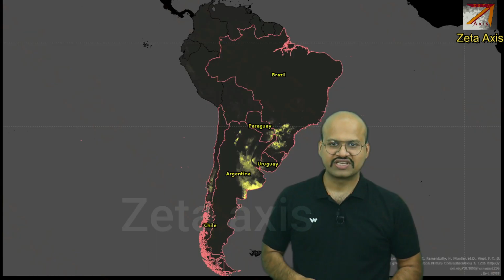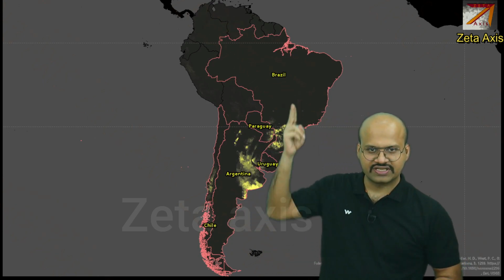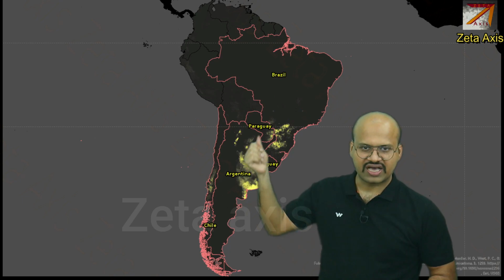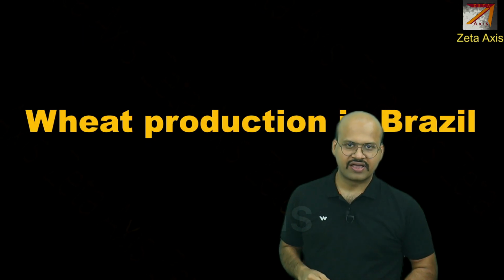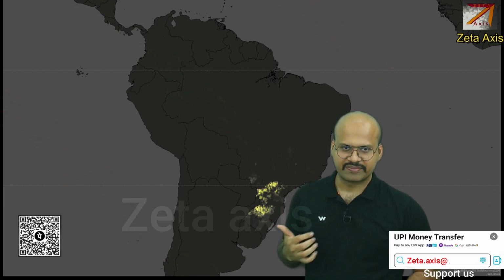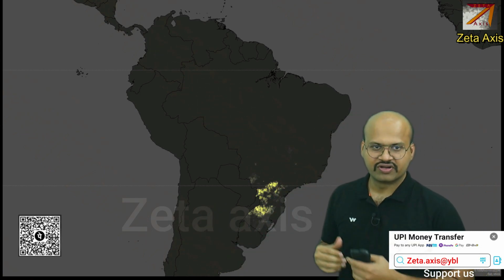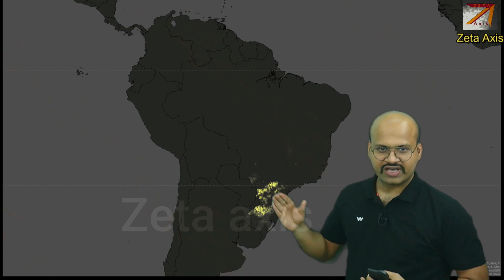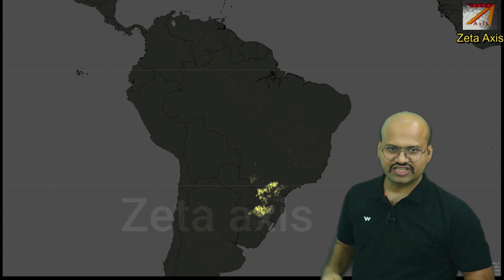Let's see wheat production in South America. Here we can see that the states of Brazil, Uruguay, Argentina and Paraguay are the producers of wheat in South America, and among these we will see Brazil is a major producer. It is the second highest producer of wheat in South America, and most of the wheat is cultivated in the southern region along the eastern coast.